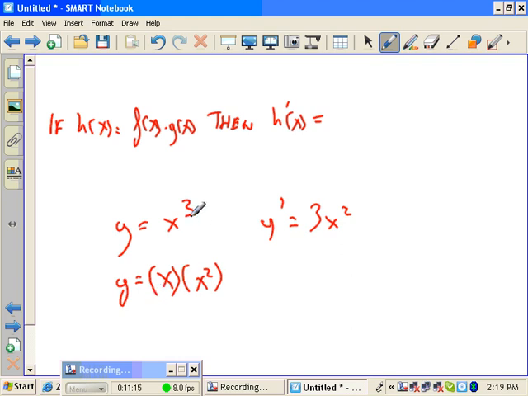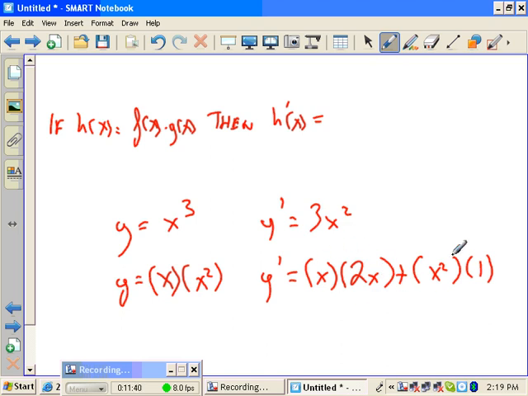Isn't x times x squared x cubed? It's the same question. So what's y prime? Now let's do the product rule. First times derivative of the second plus second times derivative of the first. What's that going to be? 1. Well, what is this if we multiply this out? 2x squared plus x squared is 3x squared.